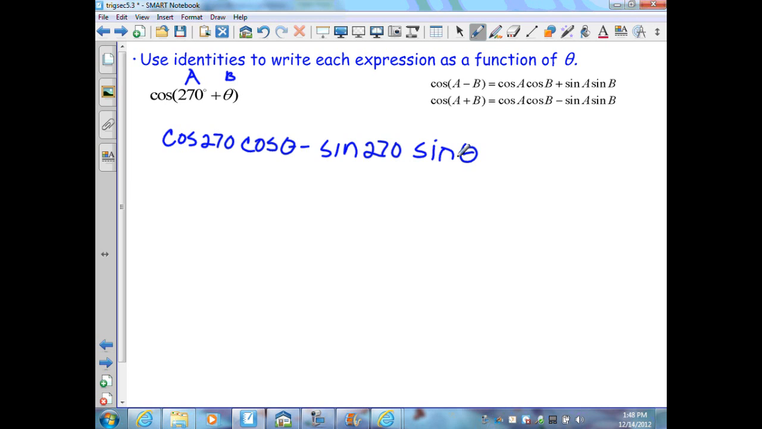And I know from the unit circle that cosine 270 is 0, times cosine theta, minus sine of 270, which in the unit circle is a negative 1, sine theta. And then when I simplify, 0 cosine theta is 0. And a negative times a negative 1 is 1 times sine theta, which is just sine theta for my solution.